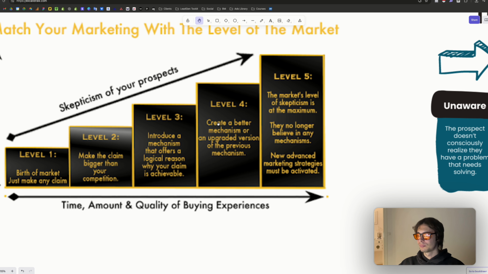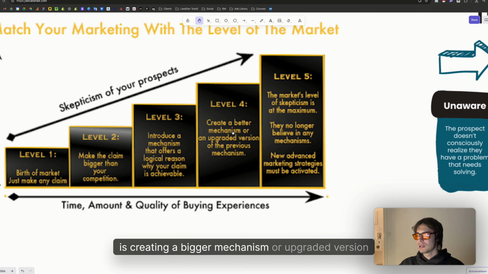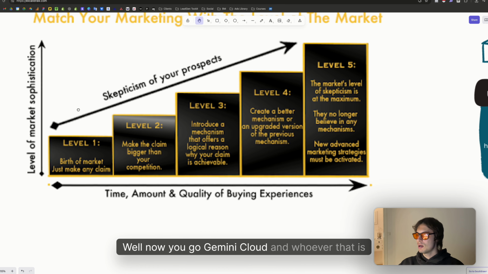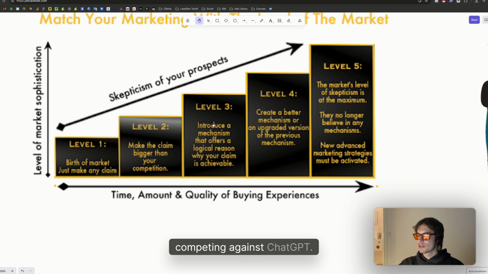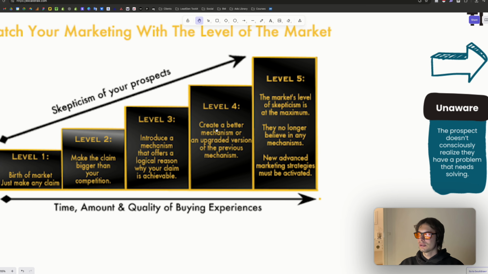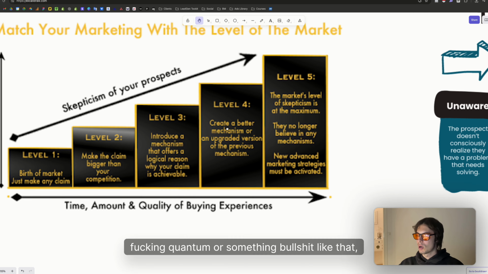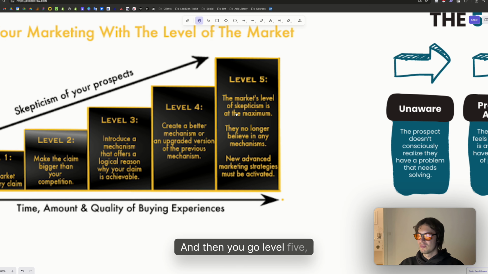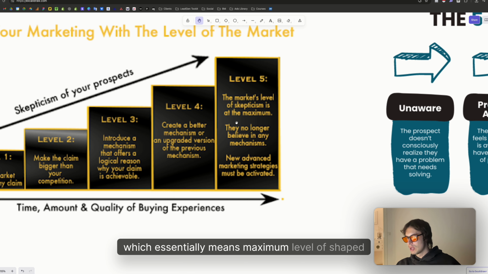Step number 4 is creating a bigger mechanism, or an upgraded version of the previous mechanism. Now Gemini, Claude, and whoever is competing against ChatGPT, which has general intelligence, has to make general intelligence quantum or something like that, right? So you take the same mechanism and just make it even bigger. That's what you're doing in order to compete at level 4 of the market stage. And then you go to level 5, which essentially means maximum level of skepticism.